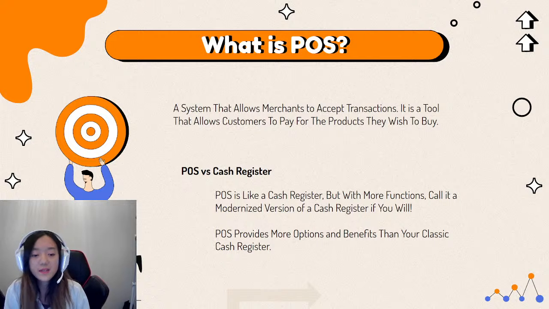So, what is POS? POS stands for point of sale. It is a system that allows merchants to accept transactions, and this allows the customer to pay for products they wish to buy. But wait, what's the difference between POS and a regular cash register then? Well, a POS is like a cash register, but with more functions. It allows credit and debit sales as well as NFC transactions, and POS also provides more options and benefits than your classic cash register, because a cash register only holds cash.